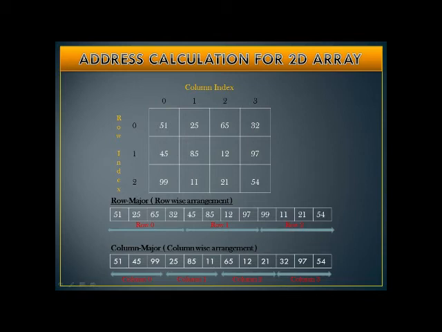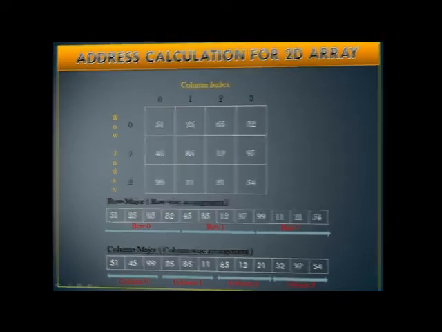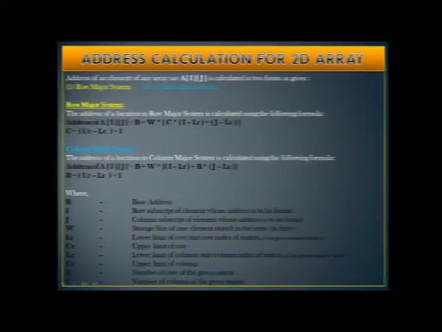The address of 12 will be 114 because 7 cells were there and each cell contains 2 bytes. So 14 plus 100 is 114. But for row major, the address was 112 because 6 cells were there before 12. This is how it is being calculated. Now see the next slide.